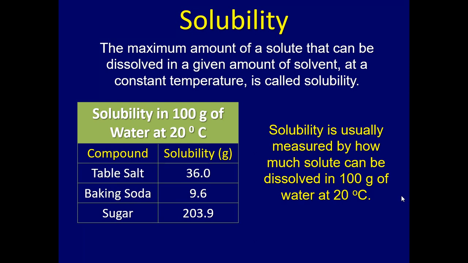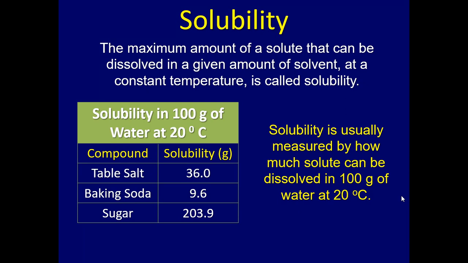So we see a table here, and we have table salt, baking soda, and sugar. It lists the solubility in grams for each of those substances. We see that for table salt, the solubility is 36 grams. For baking soda, it's 9.6. And for sugar, it's 203.9 grams. So what this is telling us is that sugar is a lot more soluble. You can dissolve more sugar than you can baking soda and table salt.